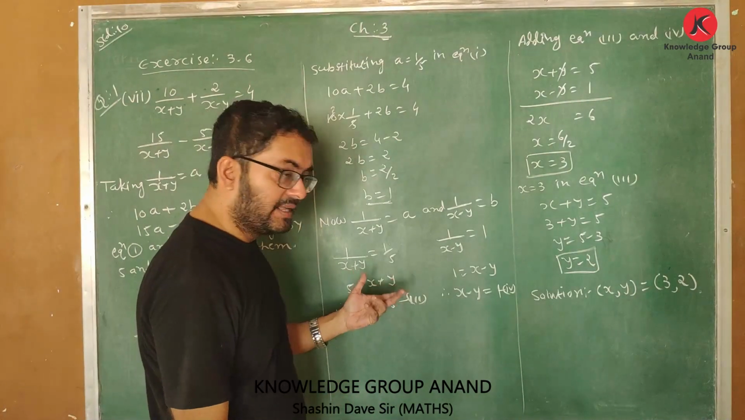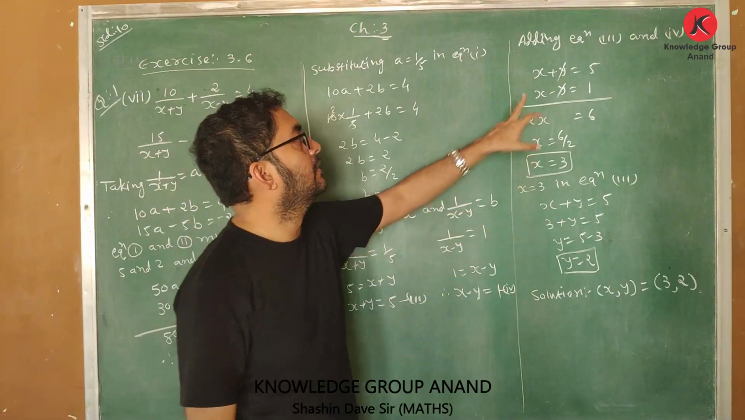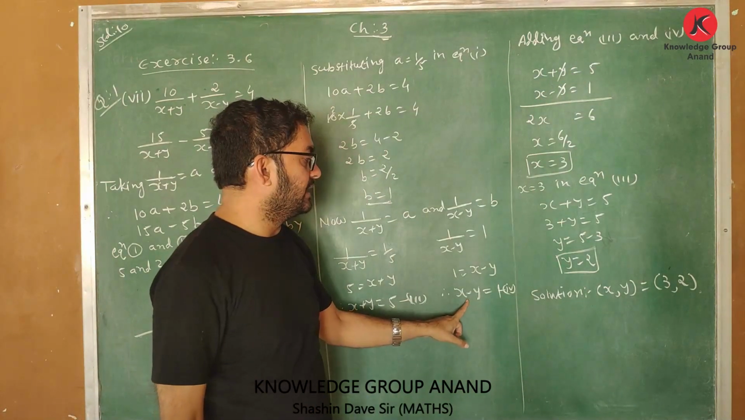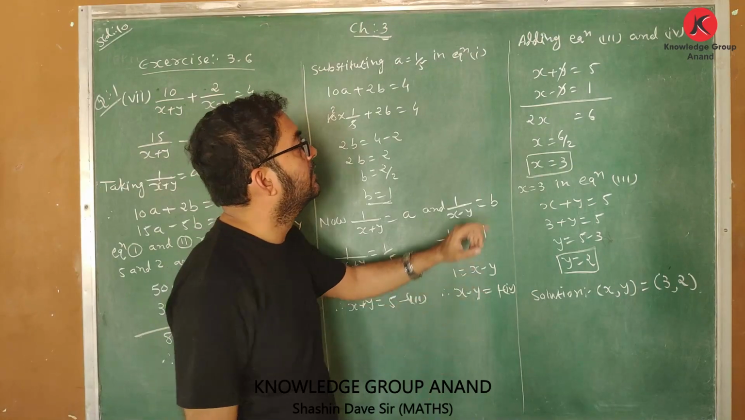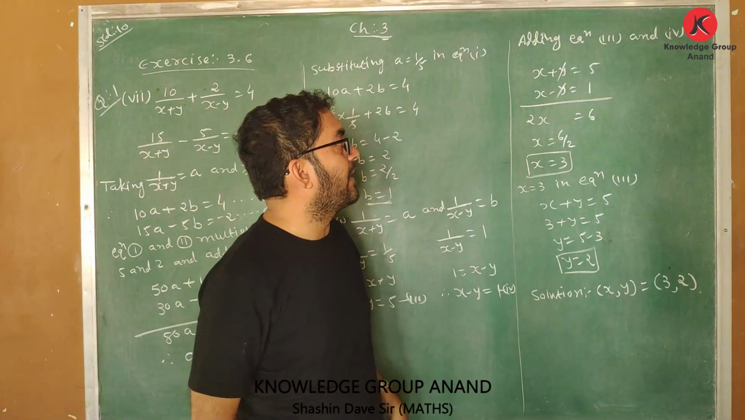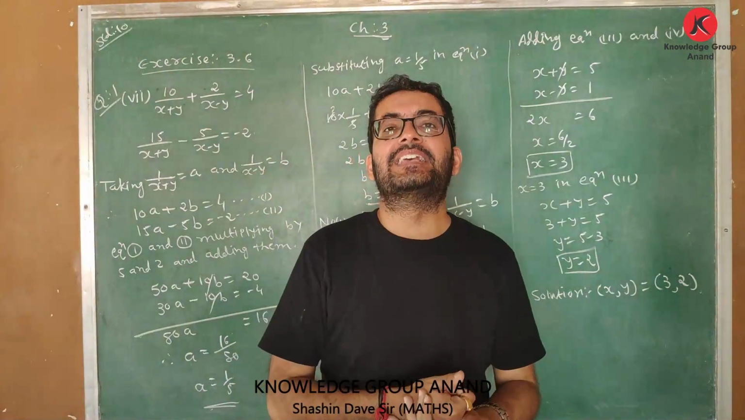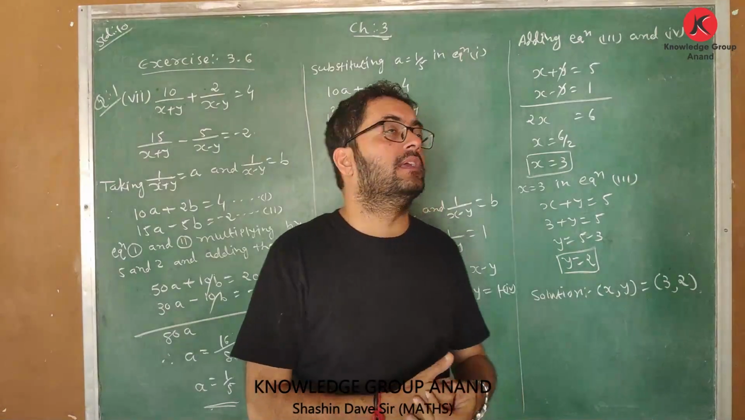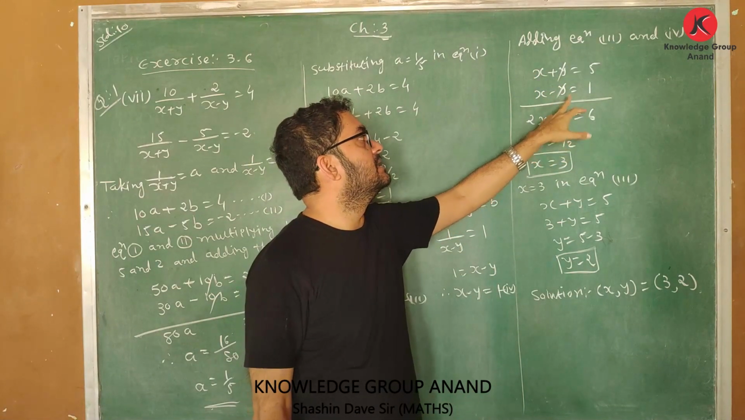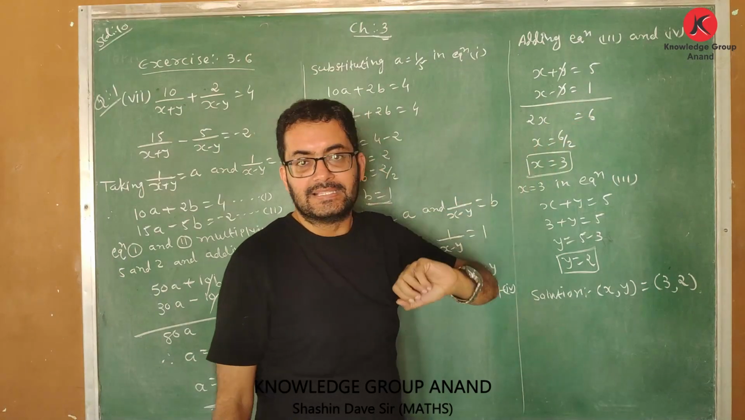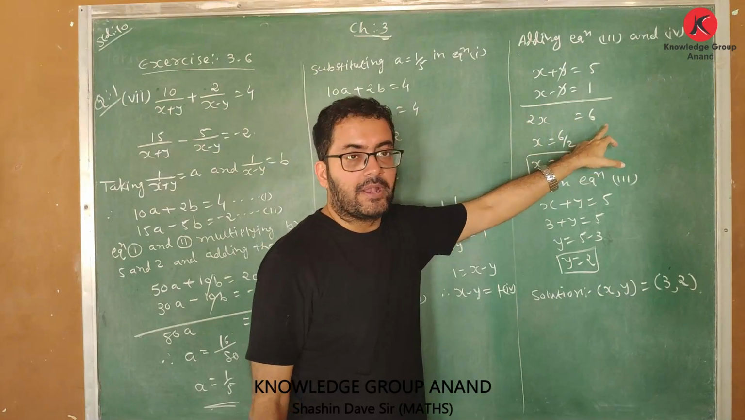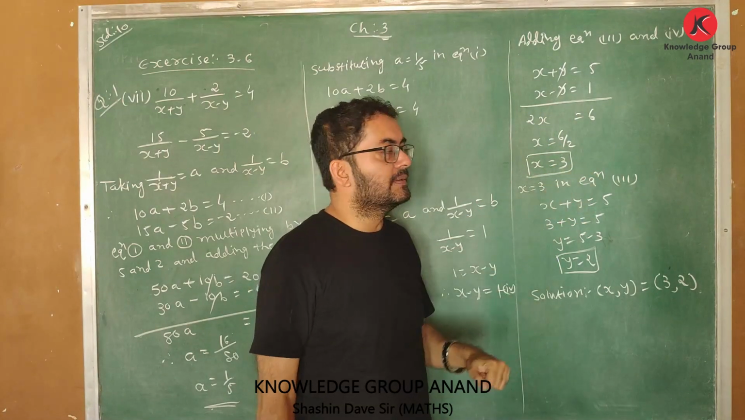So what is the third equation? x plus y is equal to 5. So I have written x plus y is equal to 5. What is another equation that I got? x minus y is equal to 1. So x minus y is equal to 1. As you can clearly see, the coefficients of y are the same but the signs are opposite, so I will eliminate the y part. So x plus x, that is 2x, is equal to 5 plus 1, that gives me 6. So the value of x will be 6 divided by 2. So the value of x is 3.